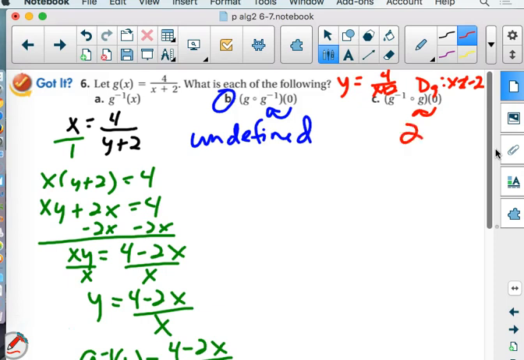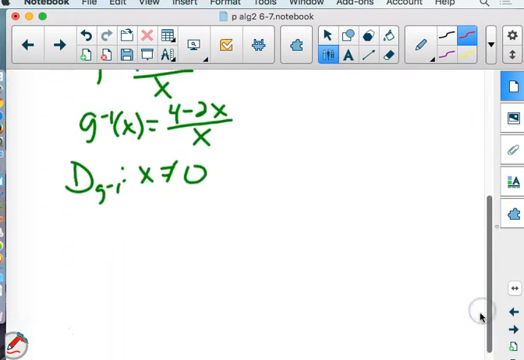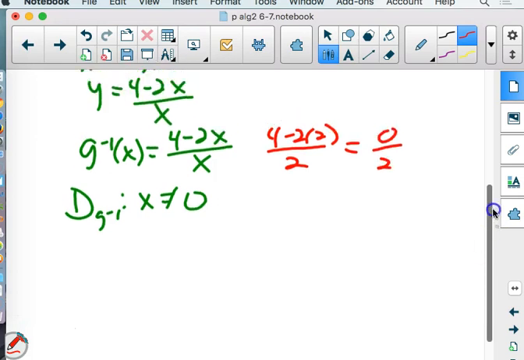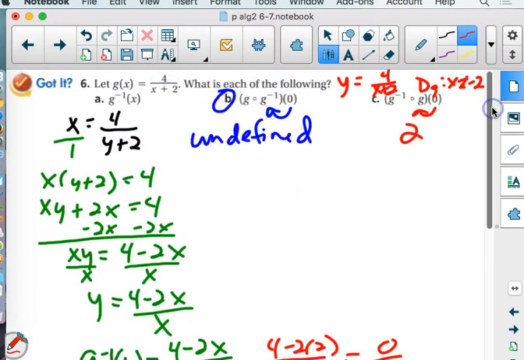Can we put a 2 into our inverse? Okay, so let's go find it. Let's put a 2 in there. So this will say 4 minus 2 times 2 over 2. That will be 0. 4 minus 4 is 0. 0 on the top is fine. That's what the number 0 is. 0 on the bottom is bad.